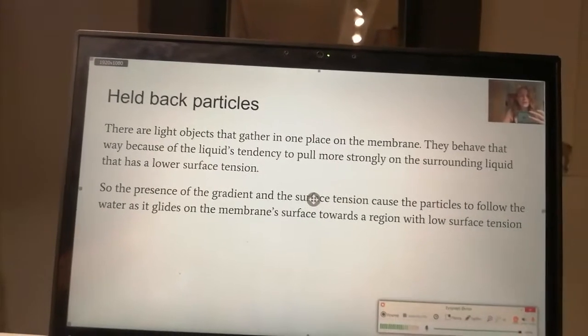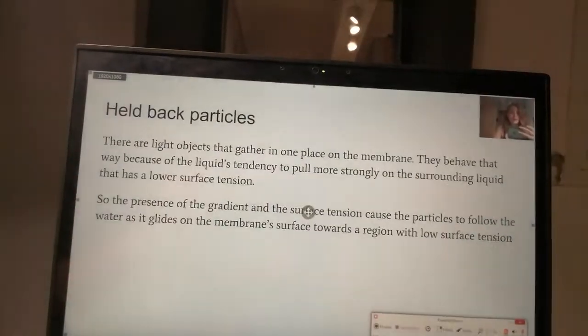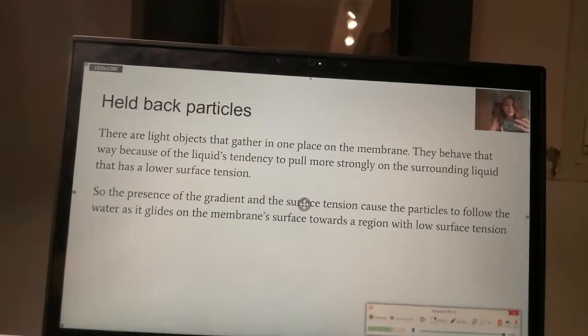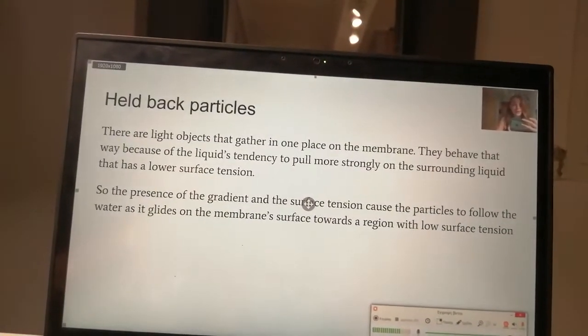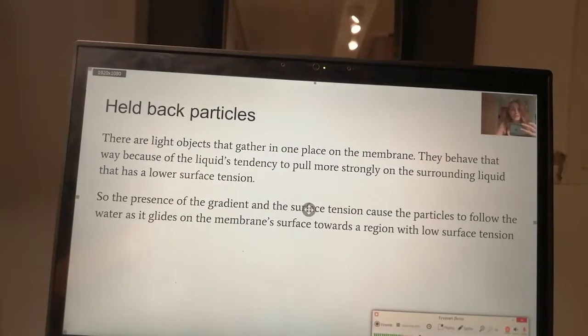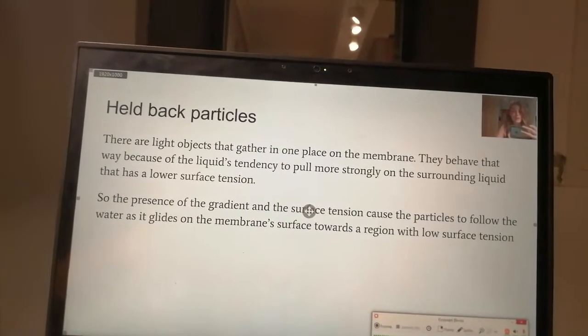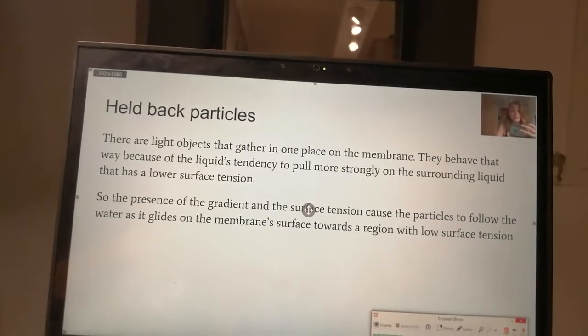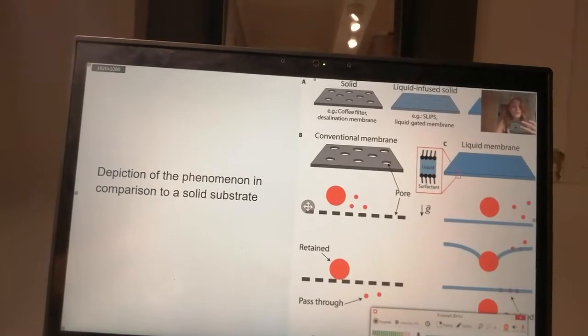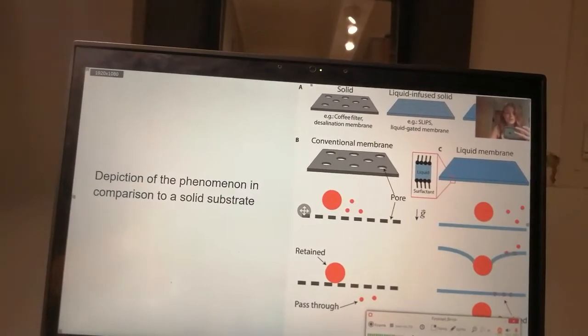Now about the held back particles. There are light objects that gather in one place on the membrane. They behave that way because of the liquid's tendency to pull more strongly on the surrounding liquid that has a lower surface tension. So the presence of the surface tension gradient causes the particles to follow the water as it glides on the membrane surface towards the region with low surface tension. This is a depiction of the phenomenon in comparison to a solid substrate.